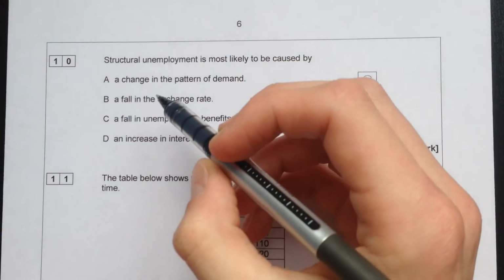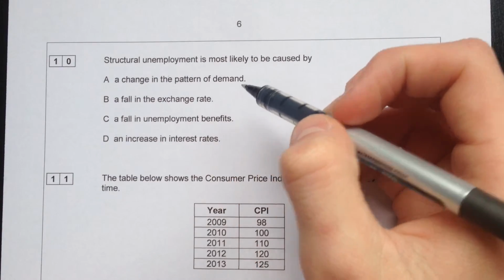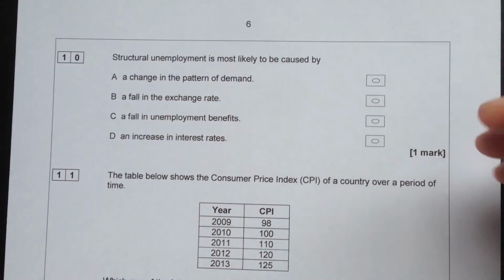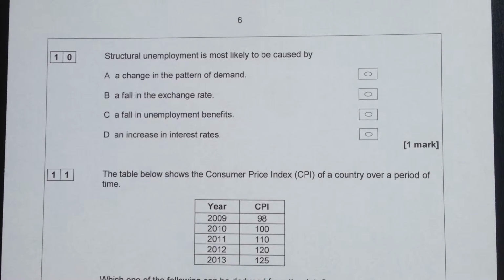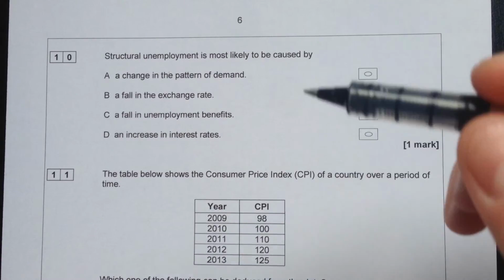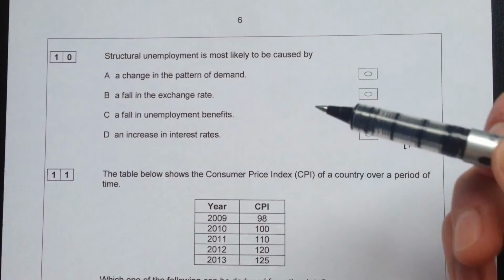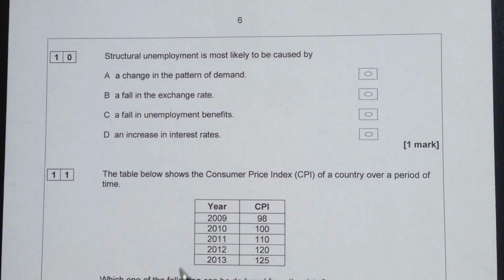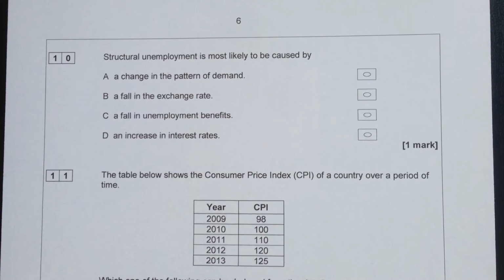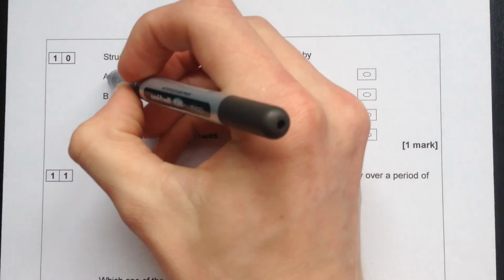So A is a change in the pattern of demand. This would be it. If consumers decided that they didn't want to buy UK cars anymore, then the UK car industry would fall. And then if it falls and declines, it may shut down. And there's loads of people employed in this car industry that have skills specific to the car industry, and they may not be transferable to other industries. So that would mean that there would be structural unemployment. So that would be the case.